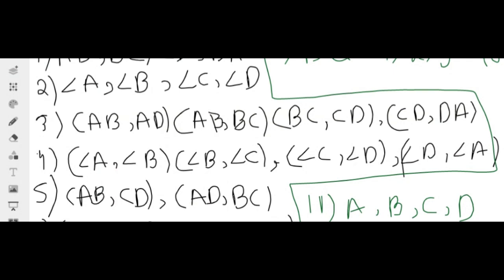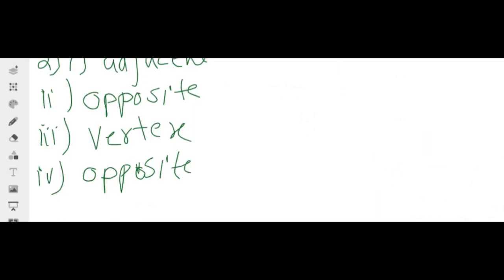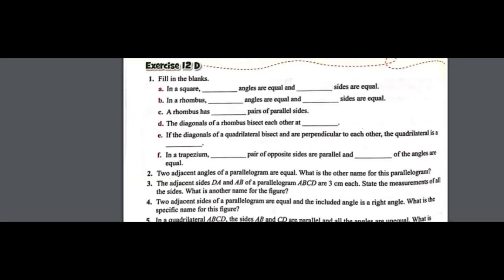And for question number 2, you have to fill in the blanks, and these are the answers: adjacent, opposite, vertex and opposite. Okay? Exercise 12D. Fill in the blanks. In a square, we have to fill these blanks. You can do this in your textbook. Question number 1 should be done in your textbook.